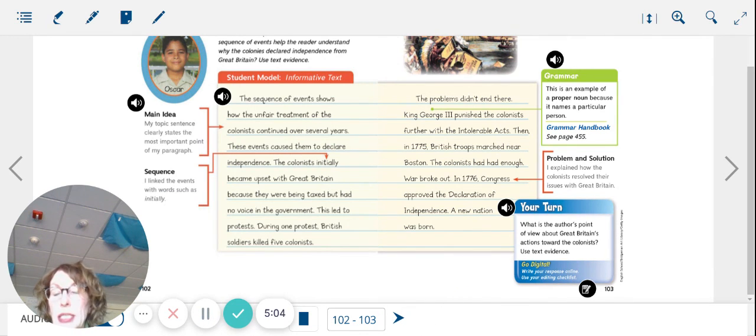So as you can see, this student was very successful in using text evidence to create a piece of writing that had main idea, sequence, and problem and solution.